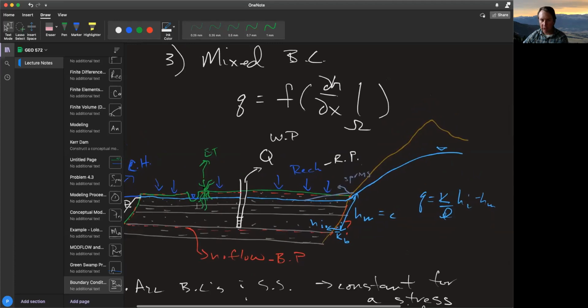So the ET package says there's some maximum rate at which the plant can draw water out, that's ET max. That happens when the water is full, or up high enough that the plant is using all the roots. If the water level drops to some level beneath the roots, then the ET goes to 0.